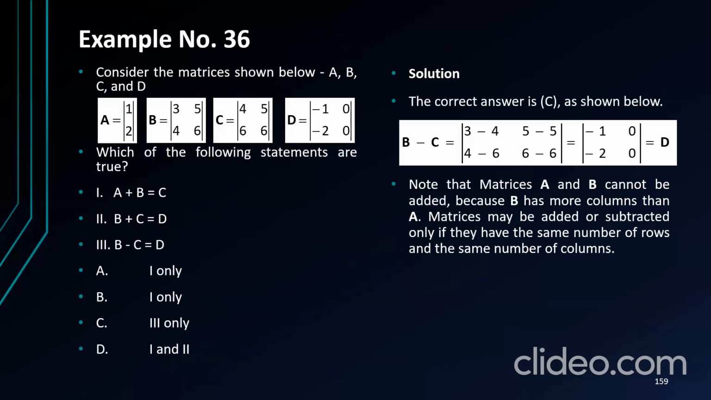Consider the matrices shown below, A, B, C, and D. A is equal to matrix 1, 2, B, 3, 5, 4, 6. Tingnan na lang. C, 4, 5, 6, 6. D, negative 1, 0, negative 2, 0. Which of the following statements are true? 1 is equal to A plus B is equal to C. 2 is equal B plus C is equal to D. 3 is equal to B minus C is equal to D.